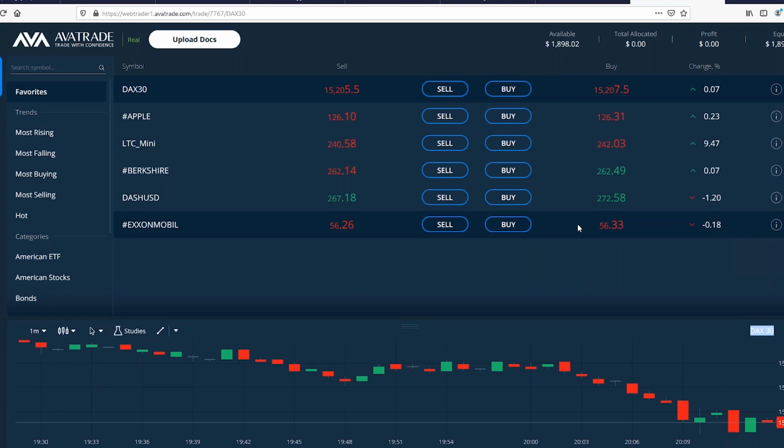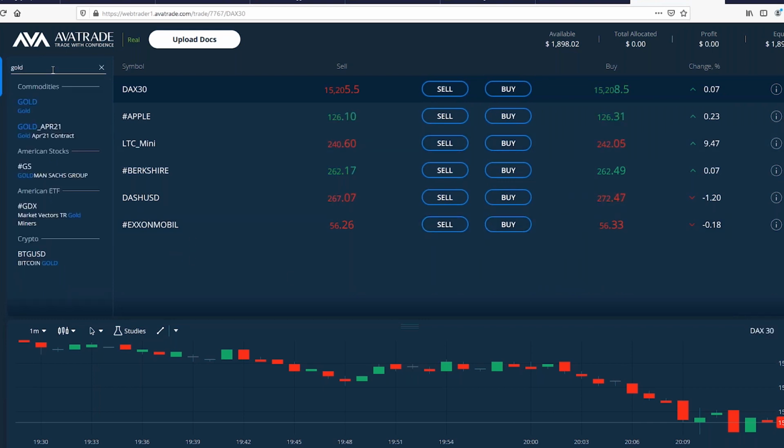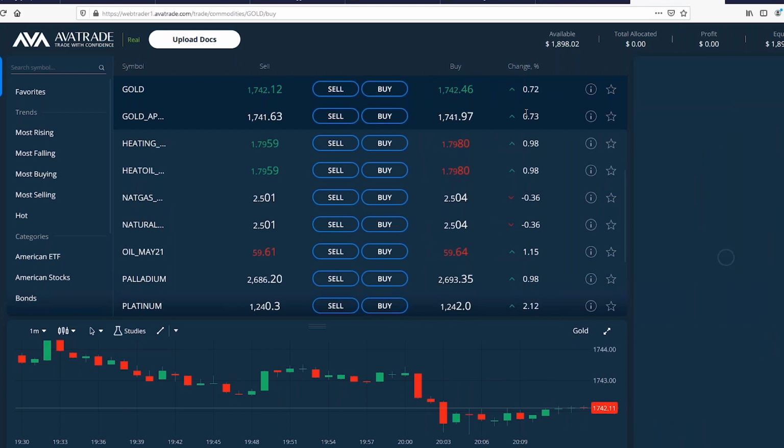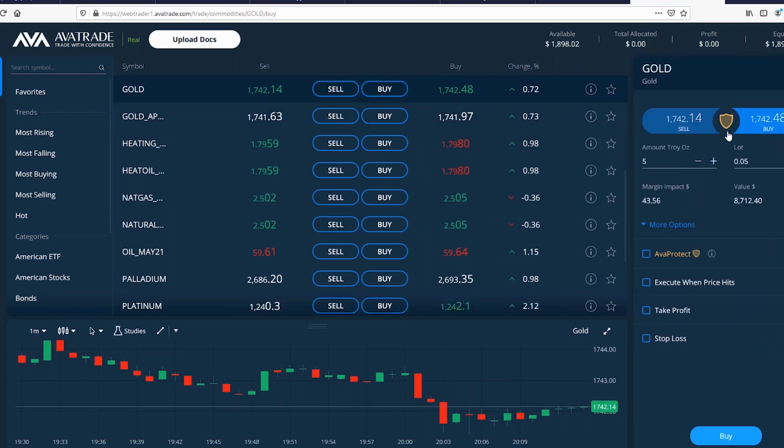Now, real quick, let me show you. I always bring up gold. I don't know why. Maybe it's my favorite instrument. I'll bring up gold and show you that it has AvaProtect on it. So here's AvaProtect. The gold shield means AvaProtect is available. And let's say, with all the excitement on the markets and the US dollar looked like it was weakening today, typically that allows gold to go up.